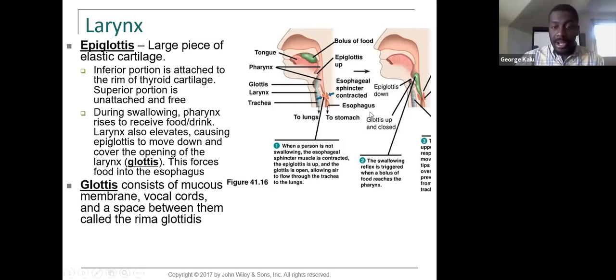So the epiglottis is going to cover up the glottis when we're swallowing. In the glottis, we would find another mucous membrane. We'd find our vocal cords. And in between the mucous membrane and the vocal cords, we'd find a structure called the rim of glottis. Don't worry too much about it, just know it's there.